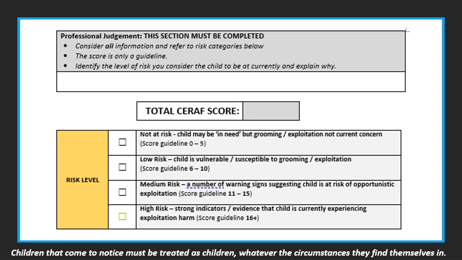You are then asked to determine the level of risk to the child. You will notice for each risk level you are given a score guideline, and this is because your professional judgment may override the CERAF score.